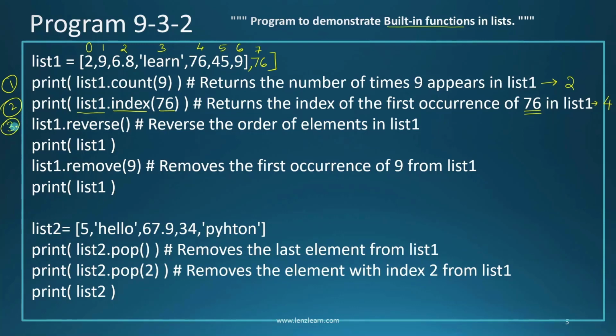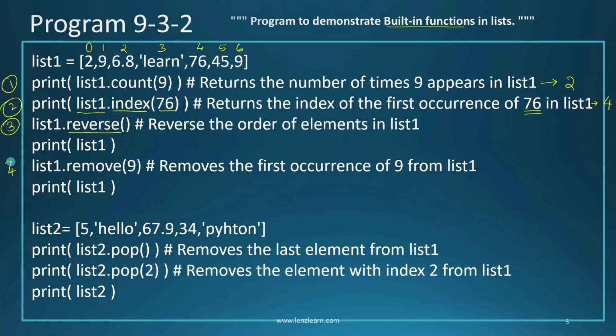In the next statement, we have a reverse built-in function. It will just reverse the order of the list. So the last element, 9, will become the first element, 45 will become the next element. Now the first element 2 in this list will go as the last element. After that, when you print list 1, you will understand the order of list 1 has reversed.